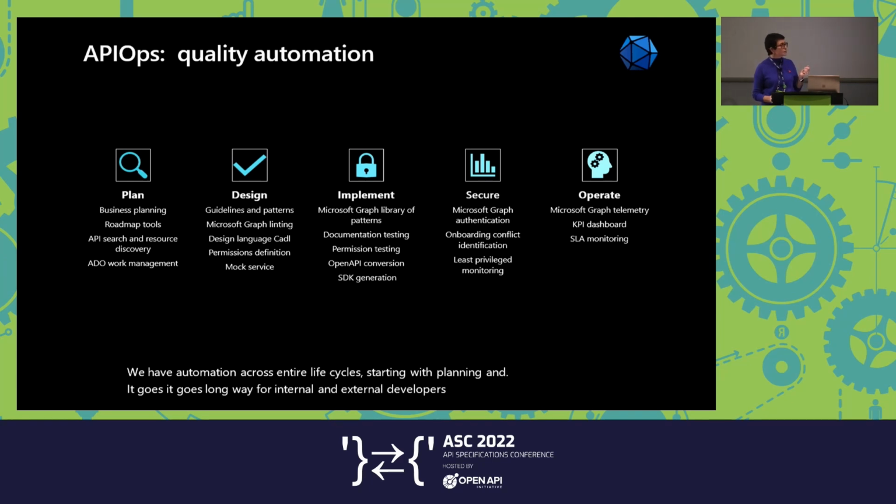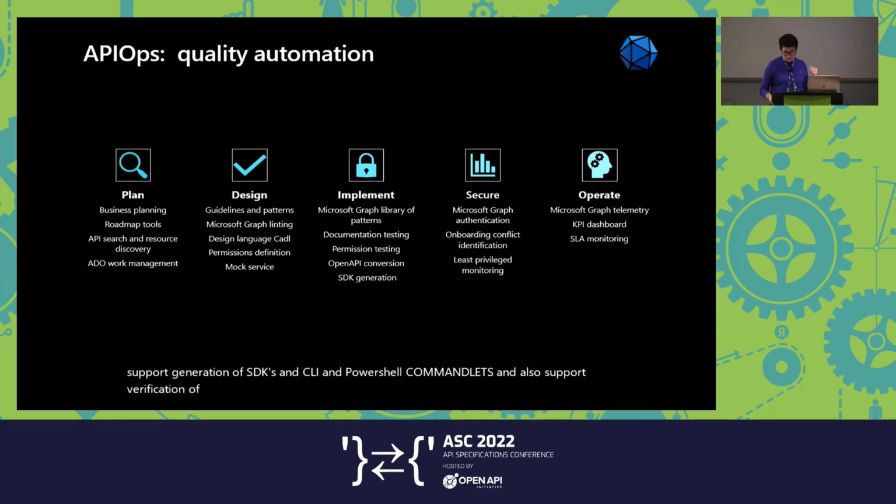For internal developers, we provide API search and discovery. We support generation of documentation stubs. And for external developers, we support generation of SDKs and CLI and PowerShell commandlets, and also support verification of documentation. So as you can see, each step from planning has multiple features which we automate and integrate into the pipeline.